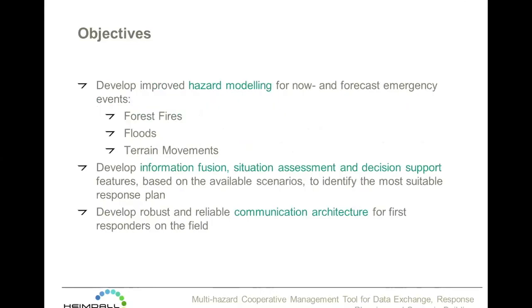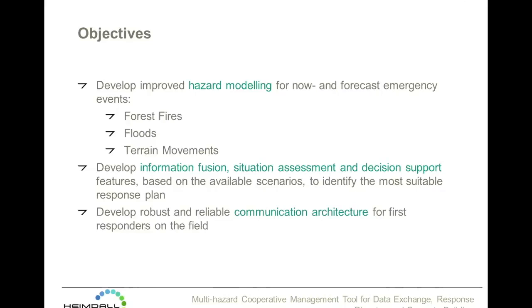Furthermore, we will gather this information and we will process it using a series of different tools based on hazard modeling, information fusion, situation assessment, and decision support. And based on that, the end users will be able to take a well-founded decision and to communicate this decision to all the relevant stakeholders, including first responders on the field.